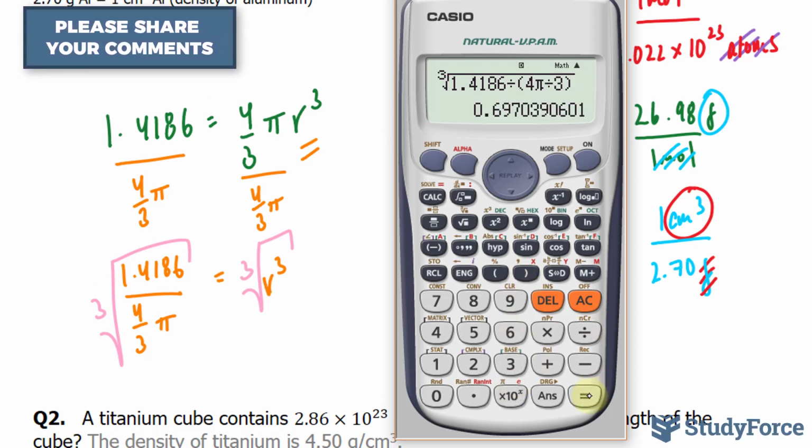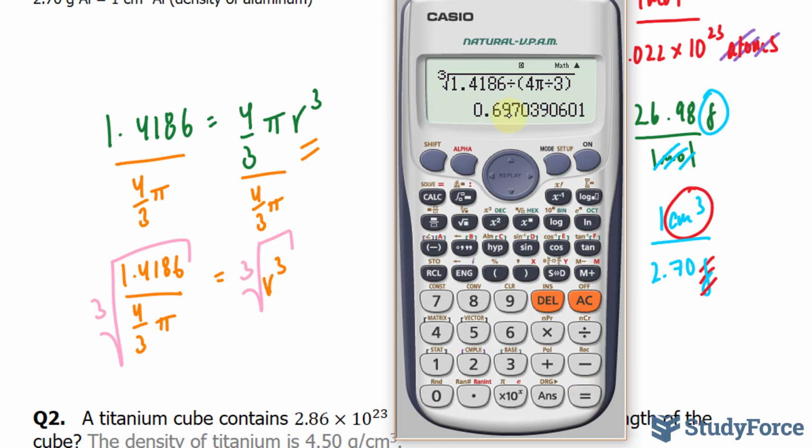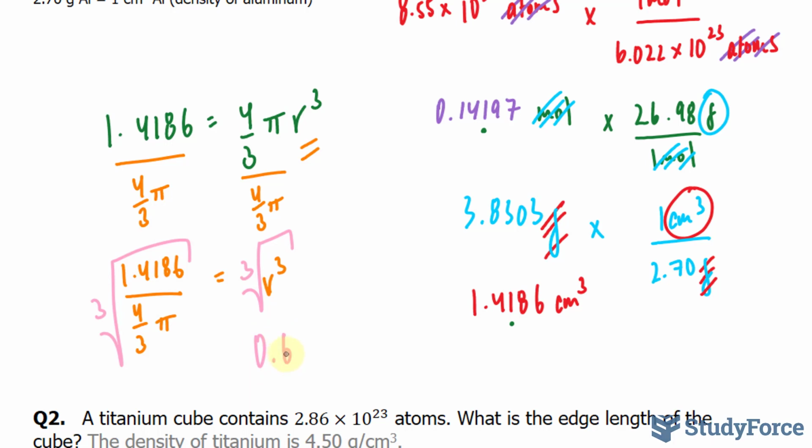We end up with 0.697. Everything after that 7 is insignificant. So our radius is 0.697 centimeters. That's the answer to question number 1.